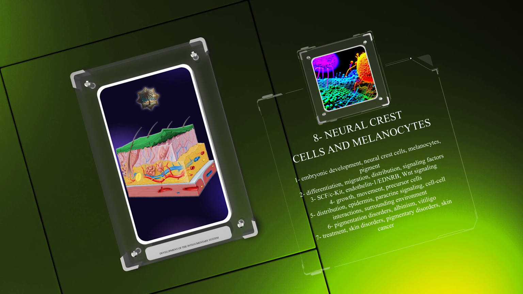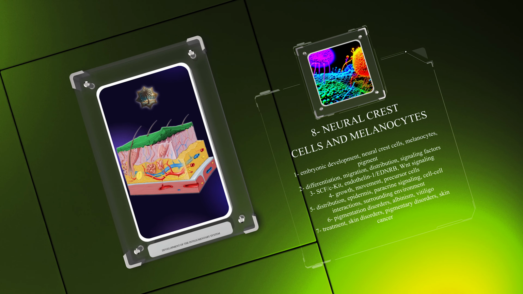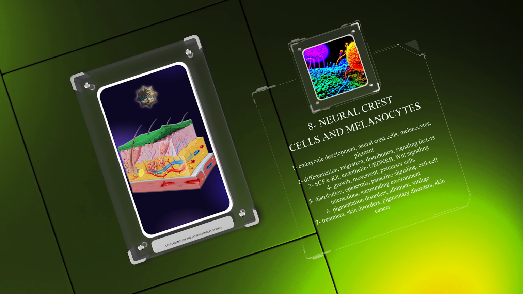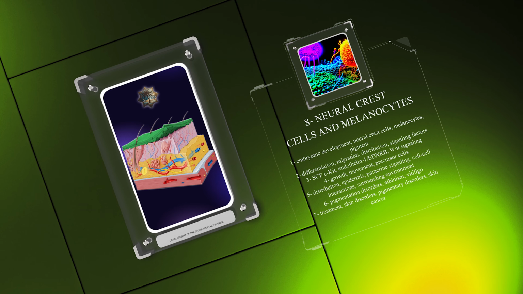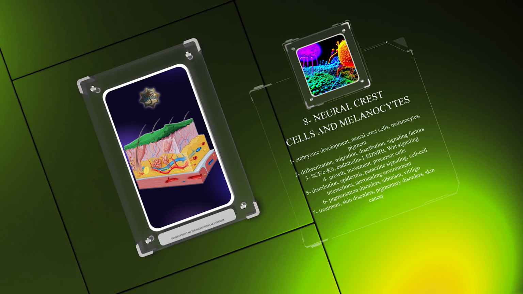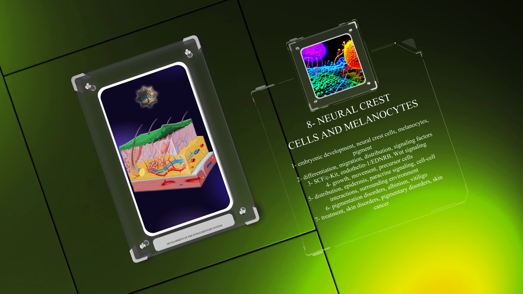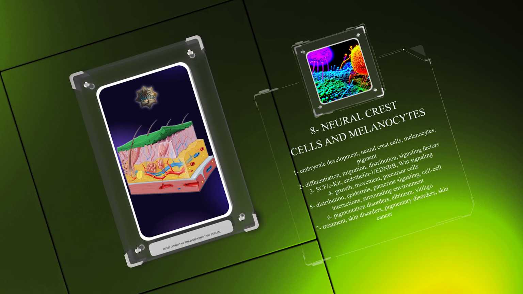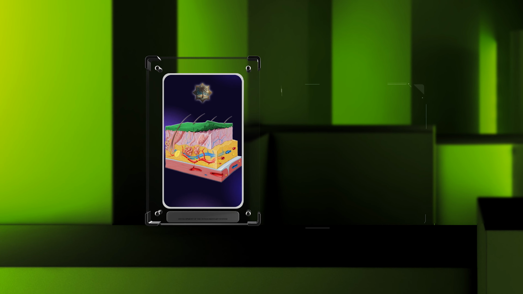Disorders in melanocyte development and distribution can lead to pigmentation disorders such as albinism and vitiligo. Understanding the biology of melanocytes and neural crest cells could potentially help in the treatment of skin disorders like pigmentary disorders and skin cancer.